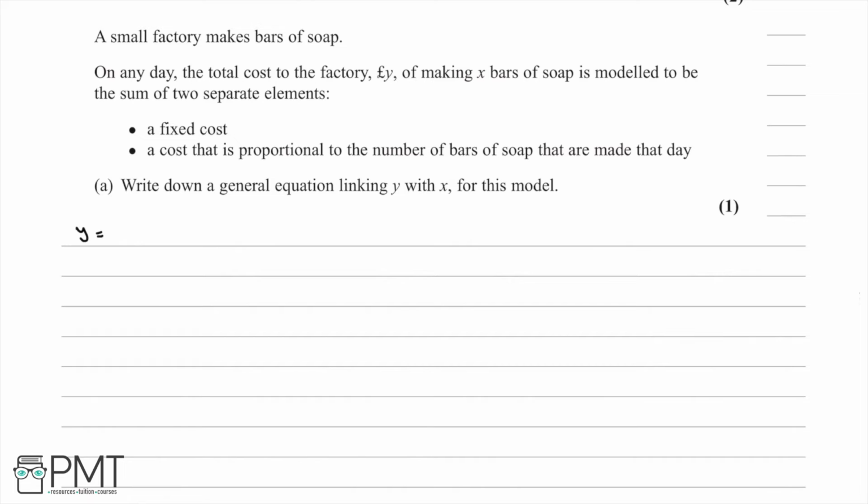something. And we know we have two elements of this. We're going to have a fixed cost, which is something that is the same if we make 1 bar of soap or if we make 20,000 bars of soap. And we know this is going to be a constant. So noting this down here, we'll have that a fixed cost implies a constant, and then we'll have a proportional cost, so the cost that is proportional to the number of bars of soap that are made each day. So we have proportional cost. That is going to relate to the number of bars of soap made.